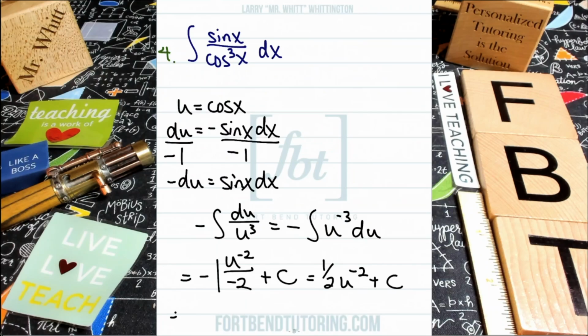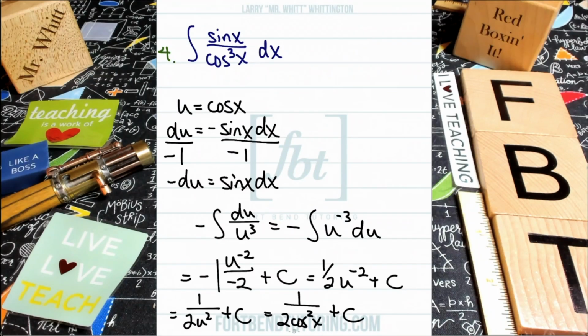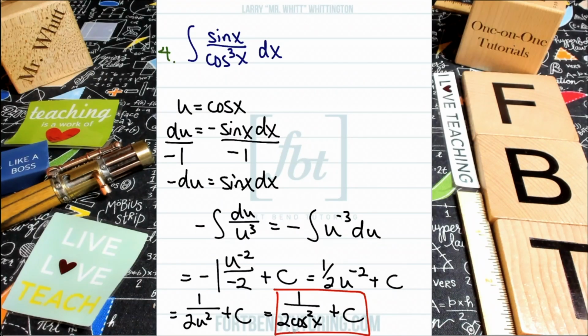Continuing to rewrite, you'll have 1 over 2u squared plus c, which gives us a result of 1 over 2 cosine squared x plus c. Red, box it, people. Just like that, that is your answer for problem number 4. How about that? All right, on to problem number 5.